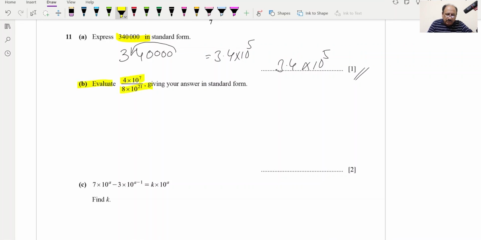B part, evaluate, giving your answer in standard form.